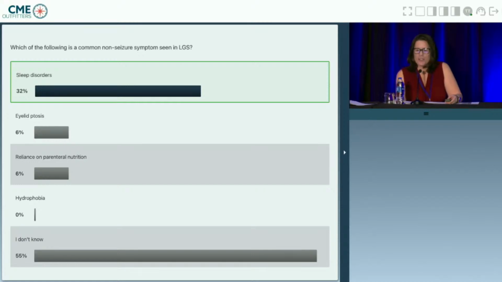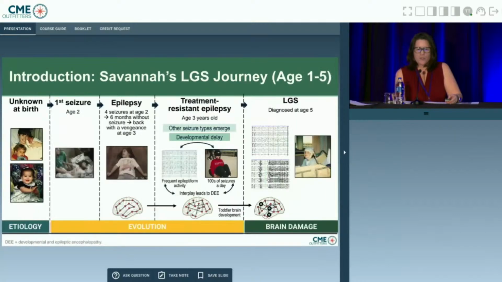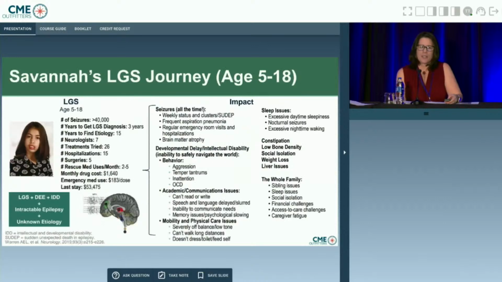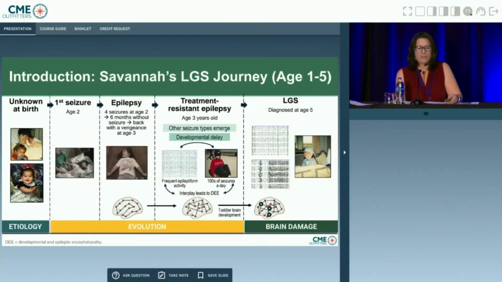43% answered sleep disorders. So I'm going to share a little bit about my daughter's journey and what Lennox-Gastaut syndrome is, and I'll start with this slide. Let's try to encapsulate in a short amount of time what it was like in the first 5 years living with this disease, and it's auto-advancing. I don't know why, but we'll just keep going back.